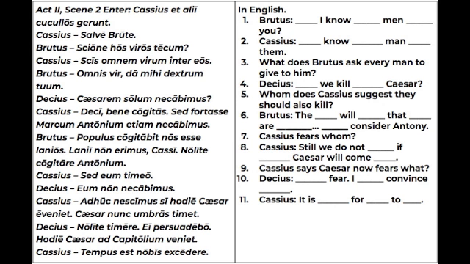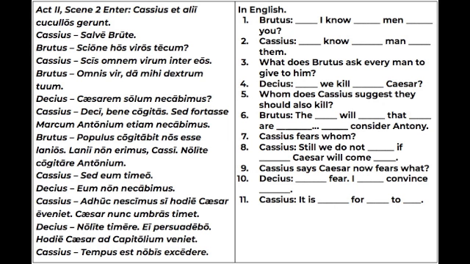To shake their hand and greet them. Then Decius says, Caesarum solum necabimus? Shall we kill only Caesar? Cassius says, Decius, bene cogitas. Decius, you're thinking well. Said, Fortassem Marcum Antonium etiam necabimus. But perhaps we shall kill Mark Antony also.